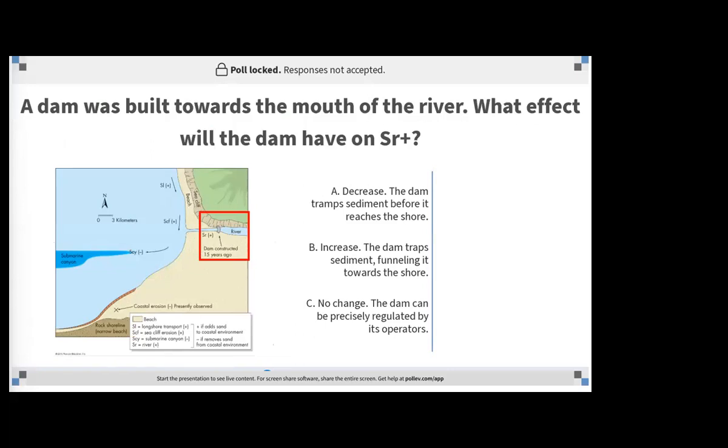Adam. Decrease. Why? Dam will block the sediment. Anybody disagree? Anybody agree? Yeah, that's right. So we're going to have a decrease in the sediment. Obviously, the dam is going to trap sediment.